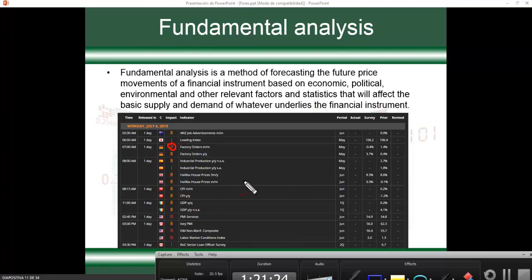This is what a fundamental forecasting calendar looks like. You have a period of times, and what the news is, which in this one is publishing June's job advertisements. Some of them are quarterly, some monthly, some weekly, a lot less. You also have a prior figure and an actual figure, and the actual figure gets filled in as the news gets published. And you have a survey.